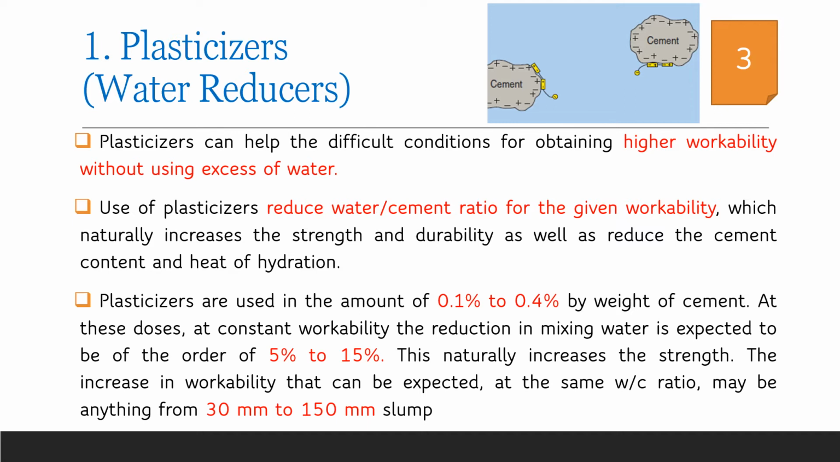The usual dosage of plasticizers will be from 0.1 to 0.4%, and as a result of the addition of plasticizers, we are expecting a water reduction of say 5 to 15%. We can also have an increase in slump from 30 mm to 150 mm when we add plasticizers without changing the water-cement ratio.